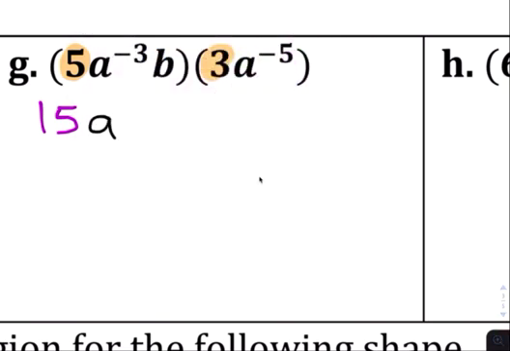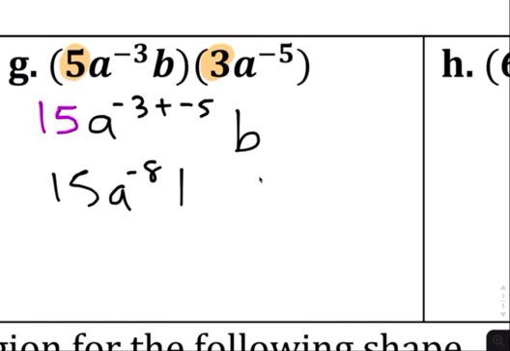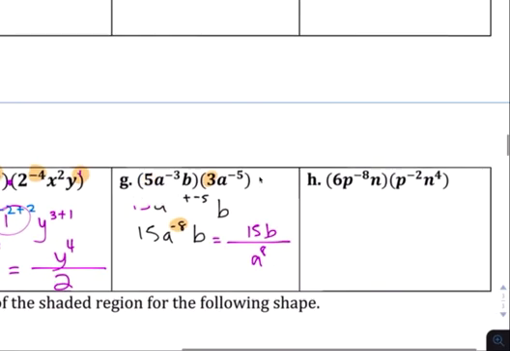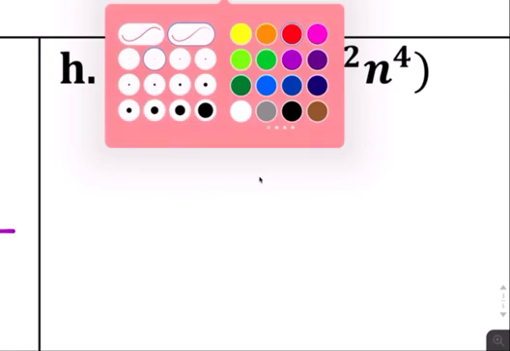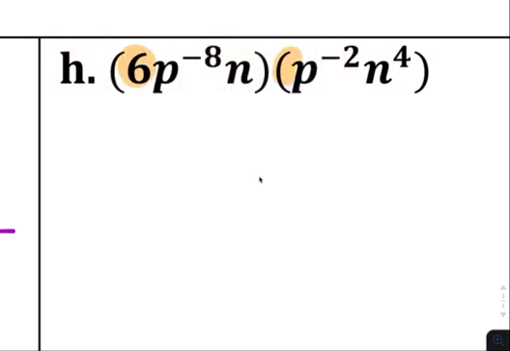A to the negative 3 plus negative 5, and then there's B, so 15A to the negative 8, and B has a negative exponent, therefore we have a fraction: 15, B, and A to the 8. Multiply that.